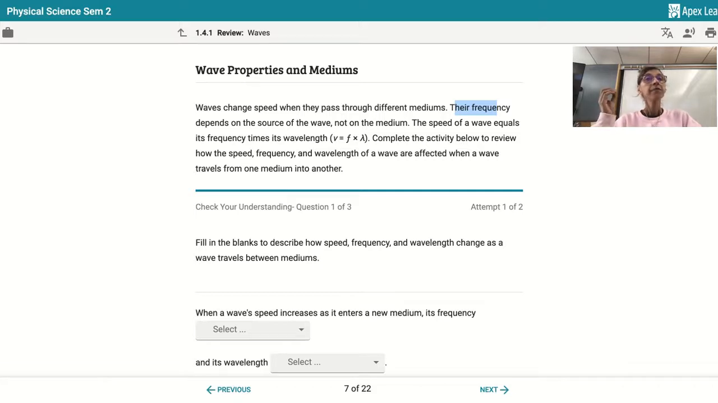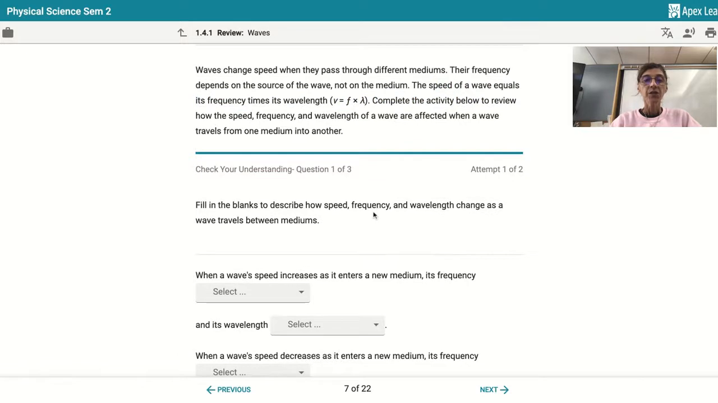Okay. The frequency of that wave doesn't change. The frequency is from the source. It depends on the source of the wave, okay? Not the medium. So the frequency doesn't change. The speed of a wave is its frequency times its wavelength, which we already talked about.